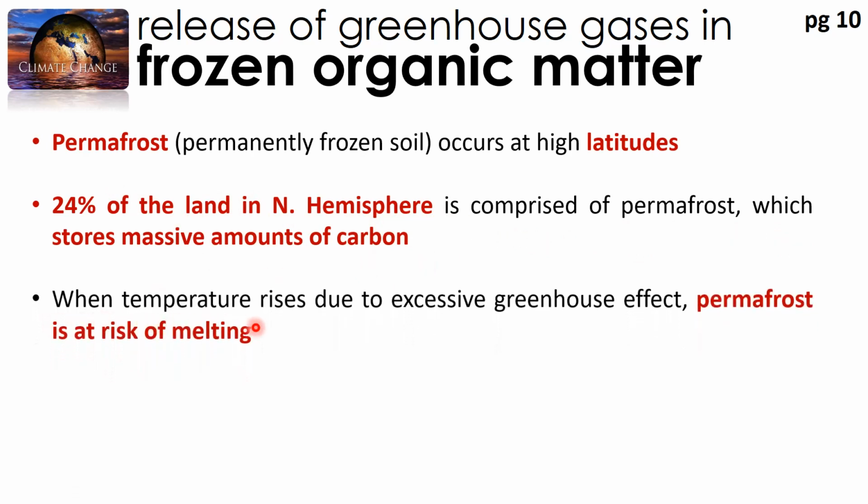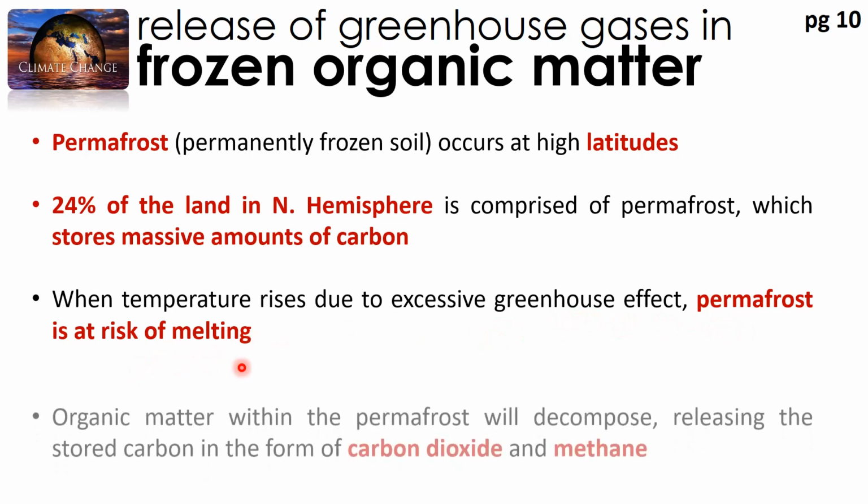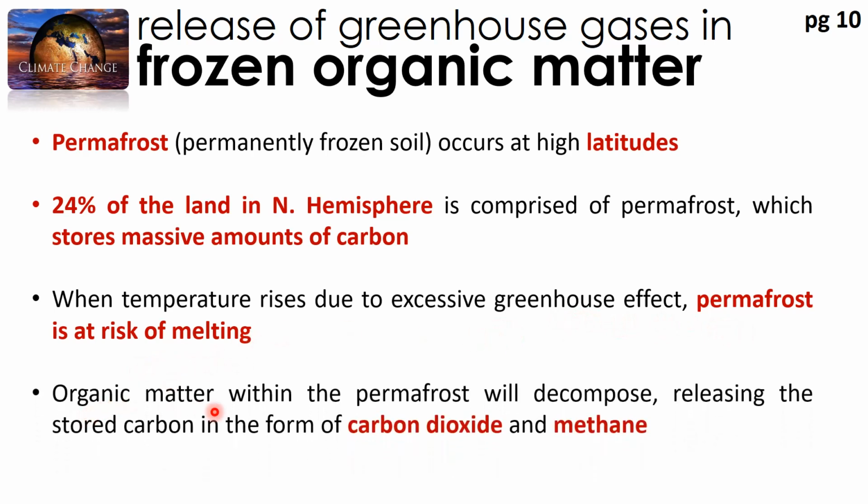When temperatures rise due to global warming, because of the excessive greenhouse effect, permafrost is at risk of melting. This means the organic matter found within the permafrost will decompose, releasing the stored carbon in the form of carbon dioxide and methane.